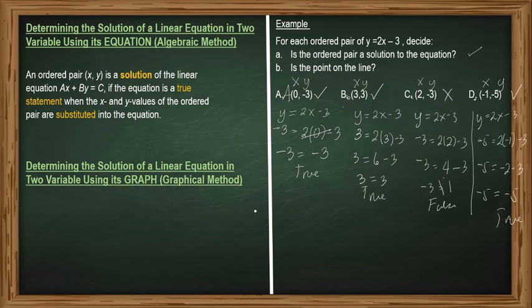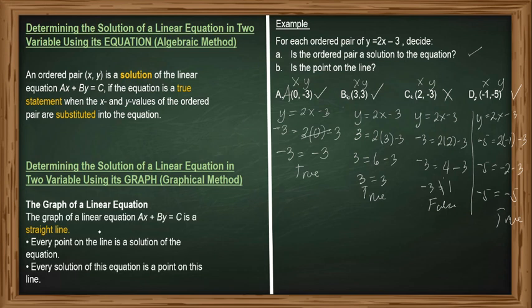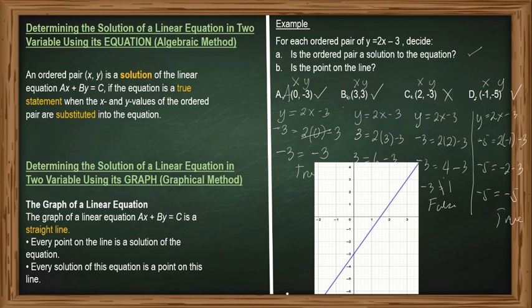Next, let's make use of the graphical method to answer item B. The graph of a linear equation ax plus by equals c is a straight line. Every point on the line is a solution of the equation. So let's have this coordinate plane, and this is the graph of y equals 2x minus 3. Let's try to verify if points A, B, and D lie on this line, and point C does not lie on it.